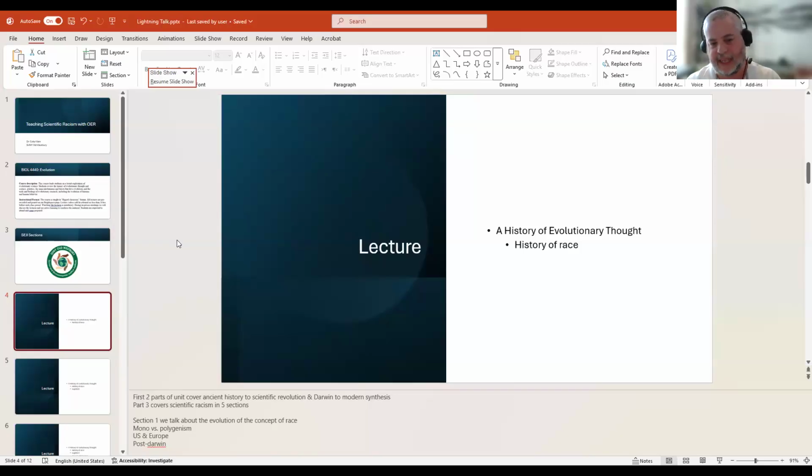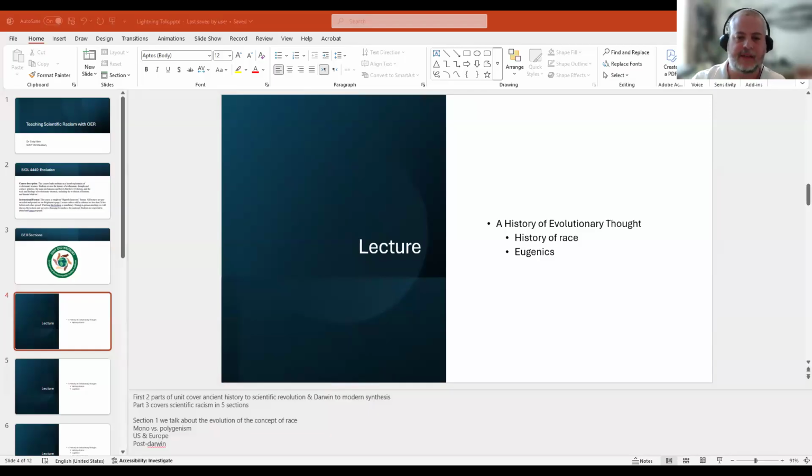The first part covers the history from ancient times up until the scientific revolution. Part two covers Darwin to the modern synthesis, and then part three covers 5 different aspects of scientific racism. And in the first section, we really talk about the evolution of the concept of race from its early days in 18th century Europe. We talk about the historical debate between monogenism and polygenism, and we talk about how those ideas gained acceptance and changed in the U.S. and in Europe in the post-Darwin era.